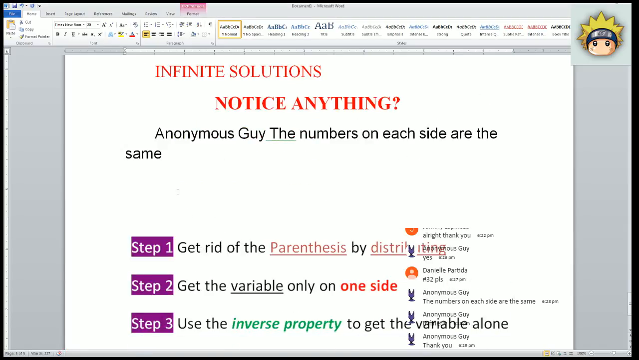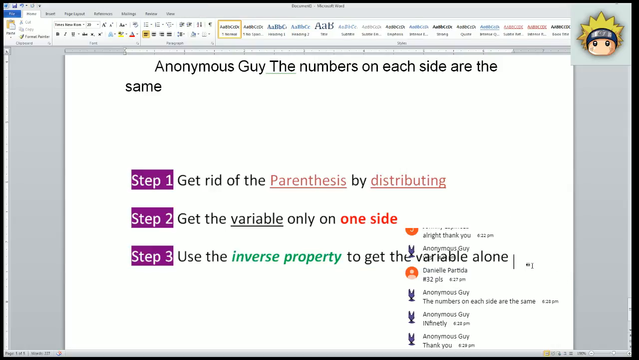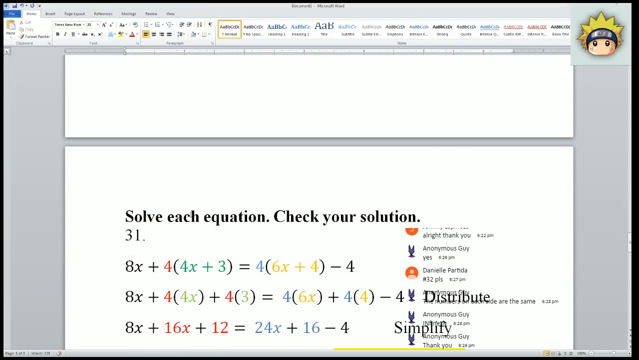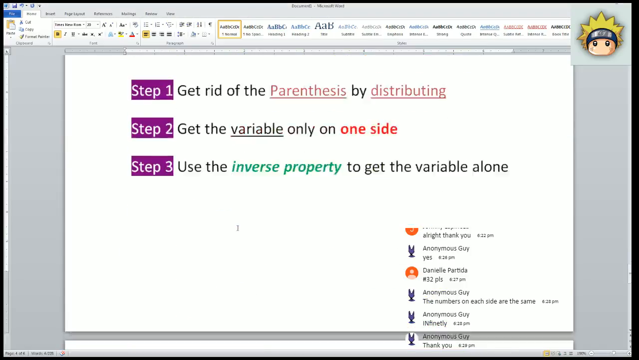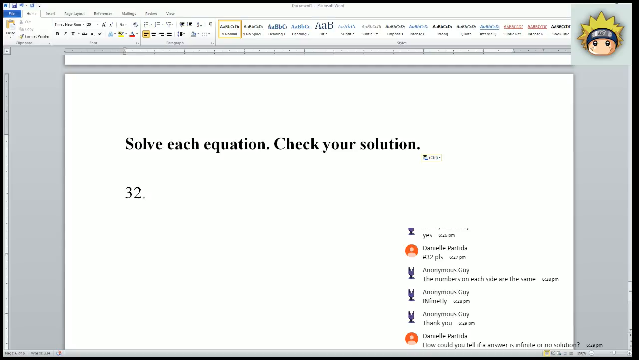So, number 32. Let's go to number 32. There you go. Here are my instructions for 32. It is to solve each equation.